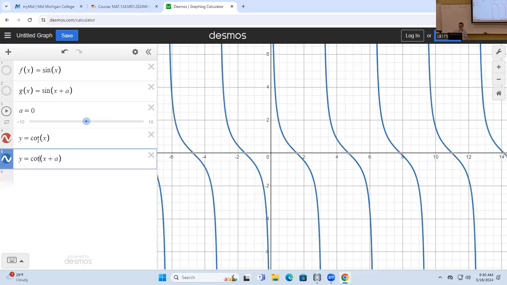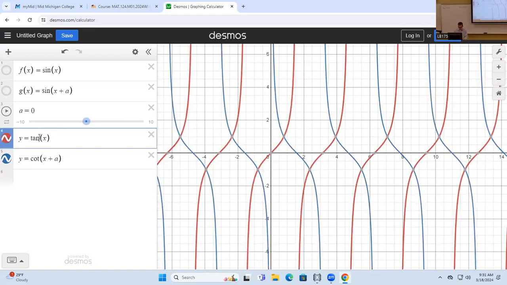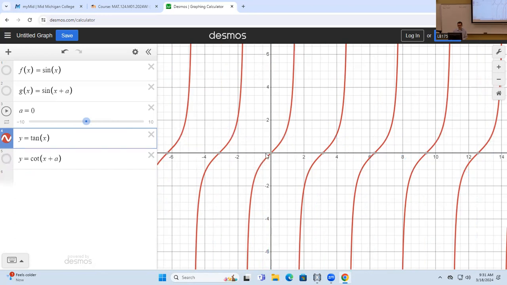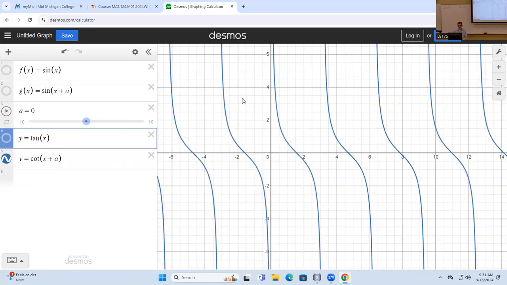Notice, by the way, the difference between tangent and cotangent. As you move from left to right, you're going up. See that? That's the tangent. So this is tangent. As you move left to right, you go up. Does that make sense? And then cotangent, as you move left to right, you go down.